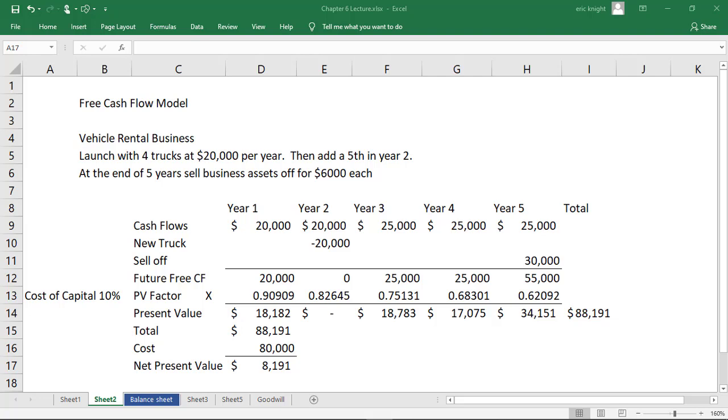Now the initial cost to get into this business, we said, was 4 trucks at $20,000 each. So that means the initial cost is $80,000, so that would come out of our pockets today. And then the present value of the future cash flows would be $88,191, and that gives us a positive net present value.